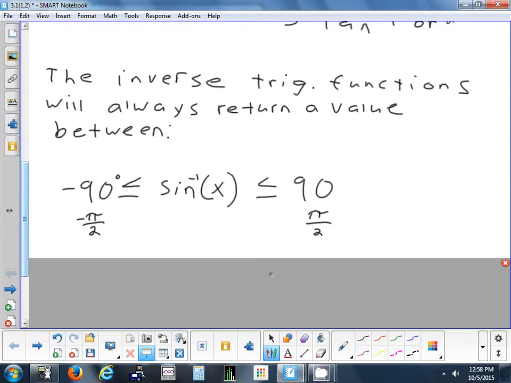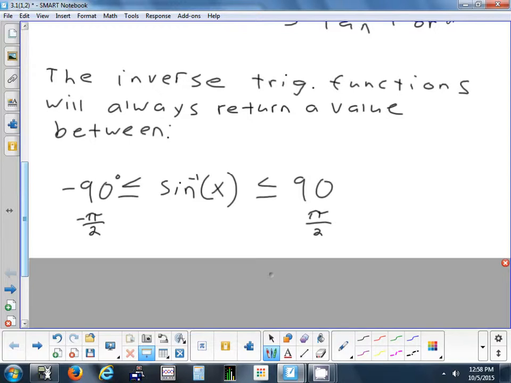All right, so any questions about what I want the answer to be between when you do inverse sine? Okay, and this negative 90 to 90, the way we're limiting it, it's exactly how your calculator does it. So your calculator has to decide too, which answer should I give back? It does this. It says, is it between negative 90 and 90? If it is, then it tells you that answer.